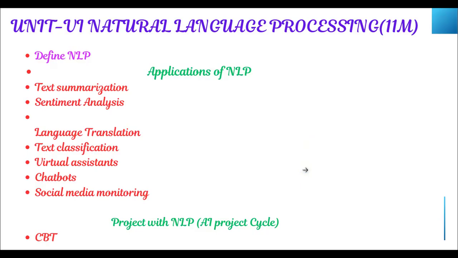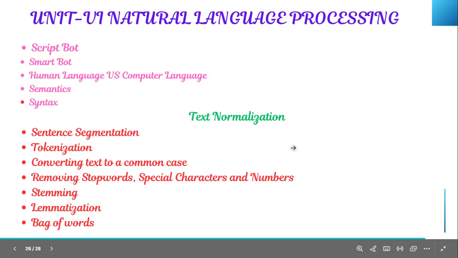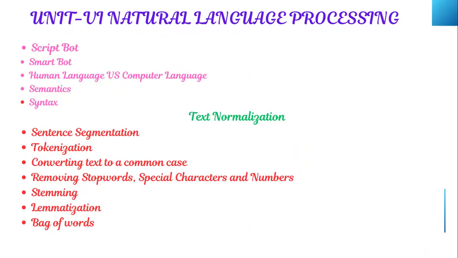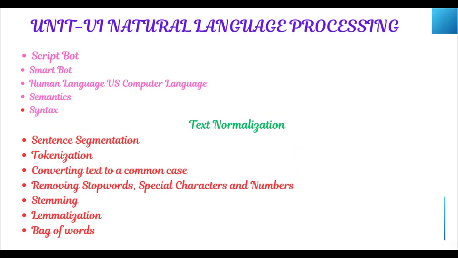But you have to concentrate more on CBT. You should know the full form of CBT. We will see in detail what is CBT. And the next topics you have to concentrate on are script bot, smart bot, human language versus computer language, semantics, syntax, text normalization. In the text normalization step: sentence segmentation, tokenization, converting text to a common case, removing stop words, special characters and numbers, stemming, lemmatization, bag of words. These are the topics on which you have to concentrate more to get 11 out of 11.